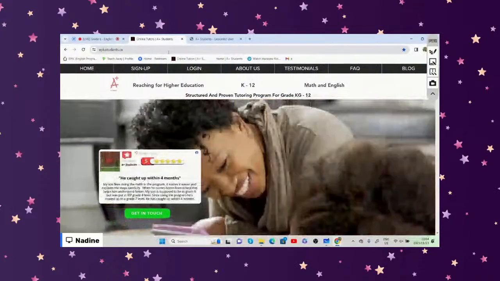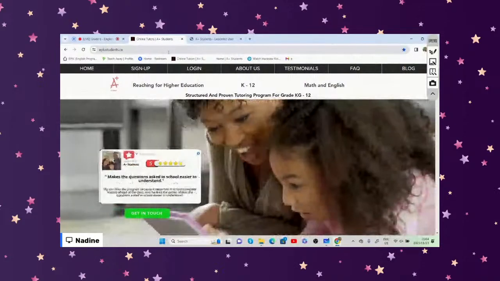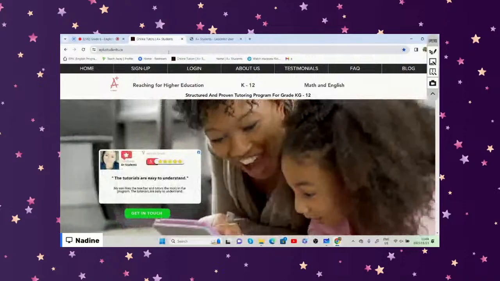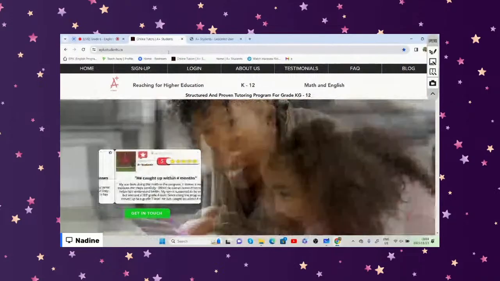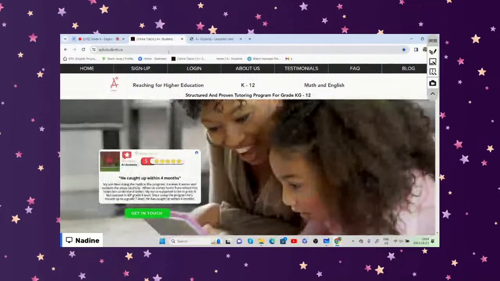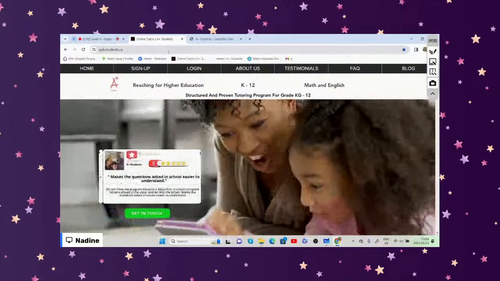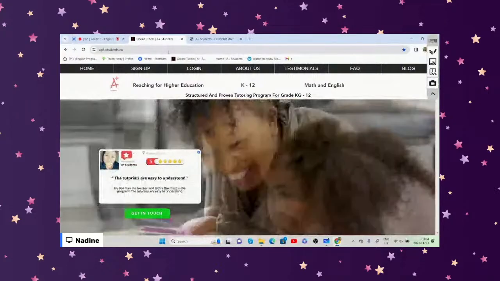Today, we'll be doing our grade 6 English lesson on reflexive and intensive pronouns. We're going to find out what intensive pronouns are as well as reflexive pronouns during the course of this lesson.